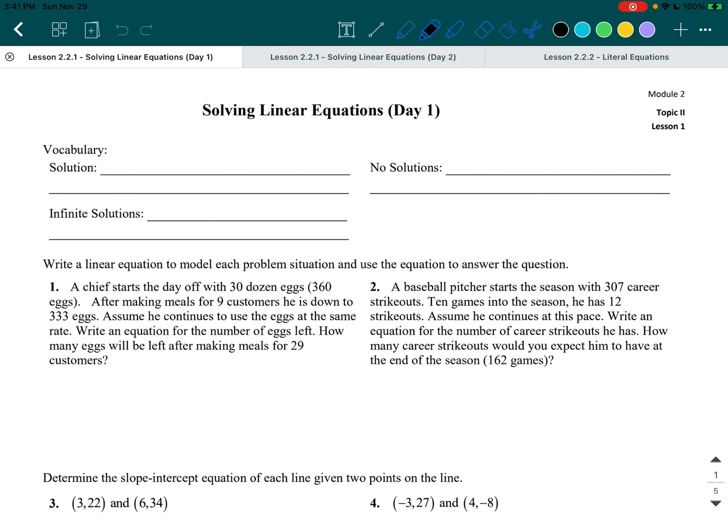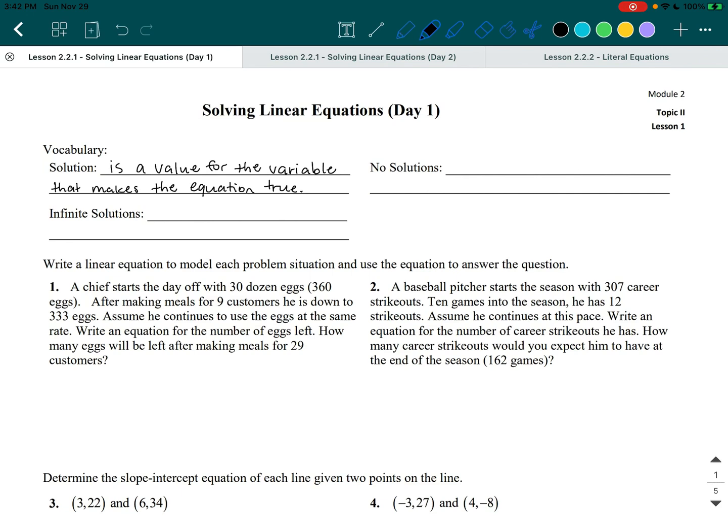So the solution to an equation is a value for the variable, like x or y, that makes the equation true. Okay, so the solution is essentially when you solve the equation.